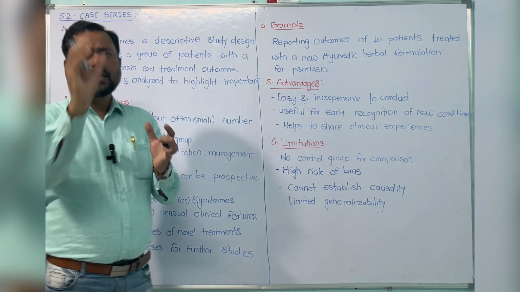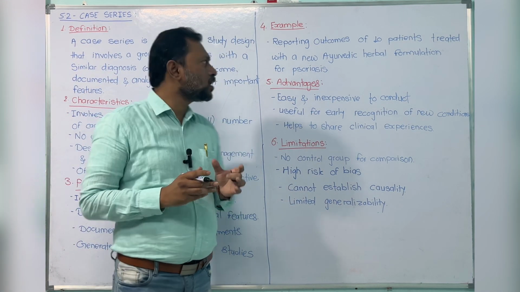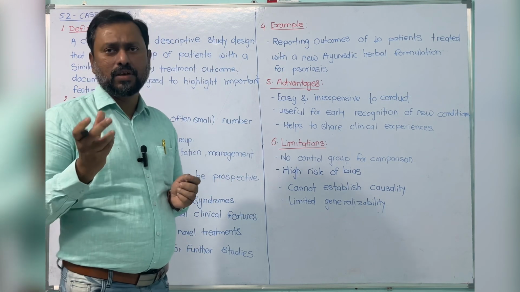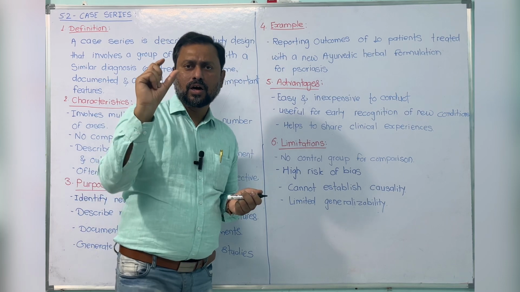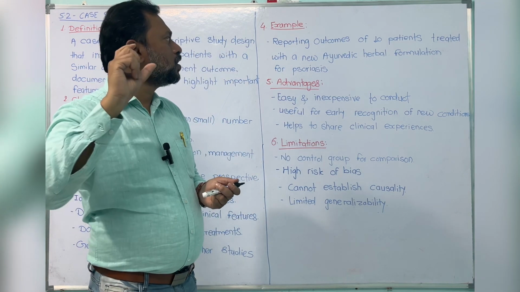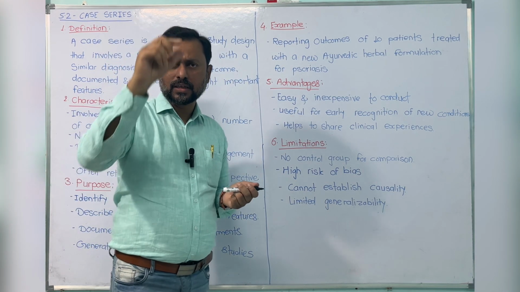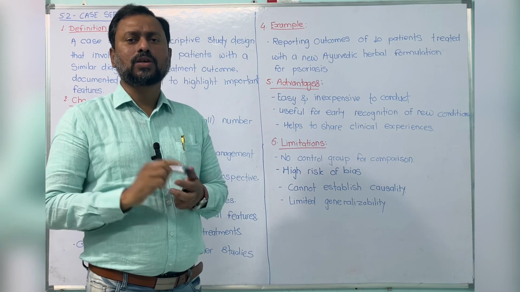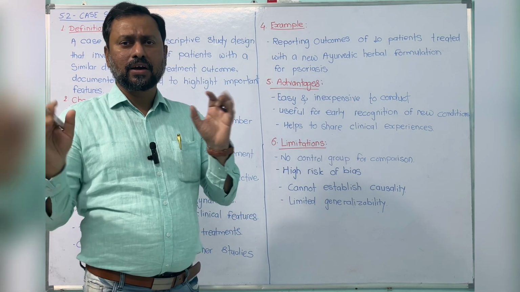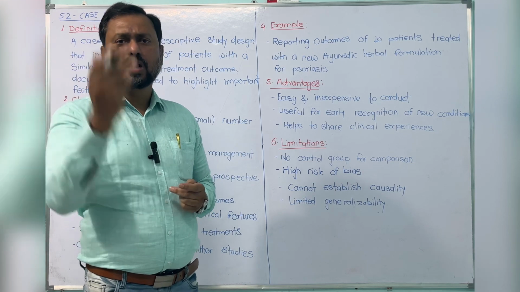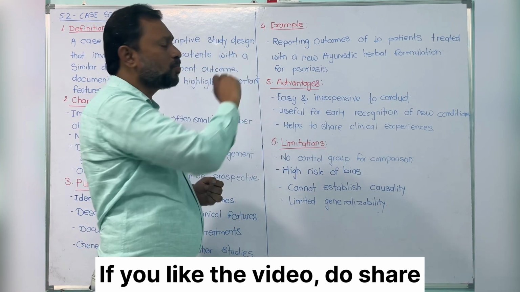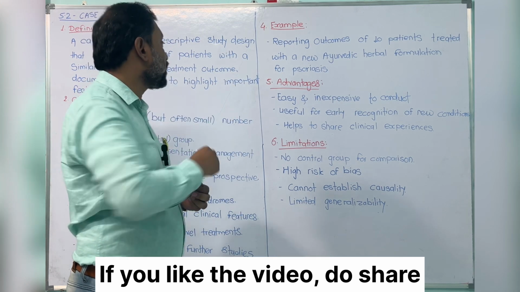The next one is an example. Here is a very good example: psoriasis patients. Reporting the outcome of 10 patients treated with a new Ayurvedic herbal formulation. You prepared new herbal formulations, and one surprising result came within a few days: all the symptoms were cleared, and the patients are now in good condition. You wrote it all in series form. This reporting comes under the case series.